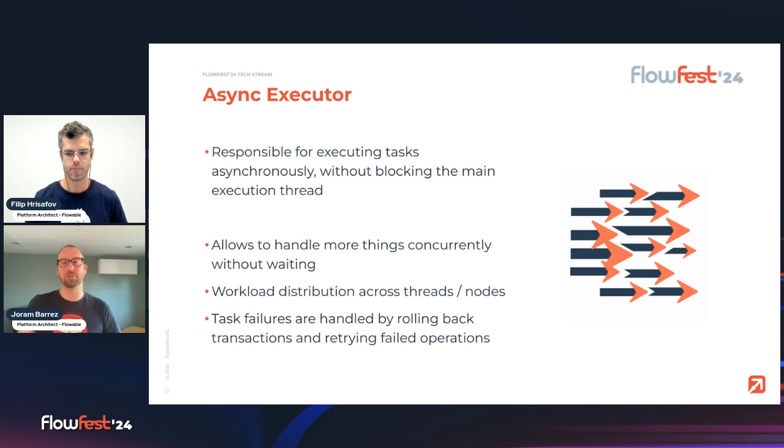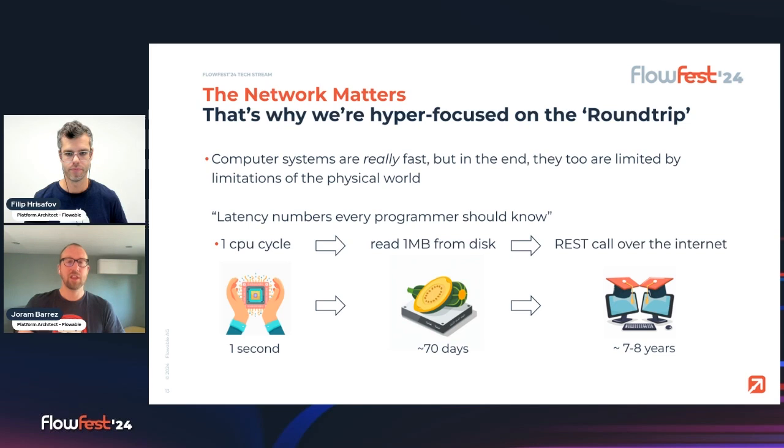Execute is a really important component in Flowable. It's responsible for executing things in the background. It allows you to handle more things concurrently without having to wait on them. You distribute the workload across your Flowable instances, and if you have a failure, stuff gets rolled back automatically by using the transactions.